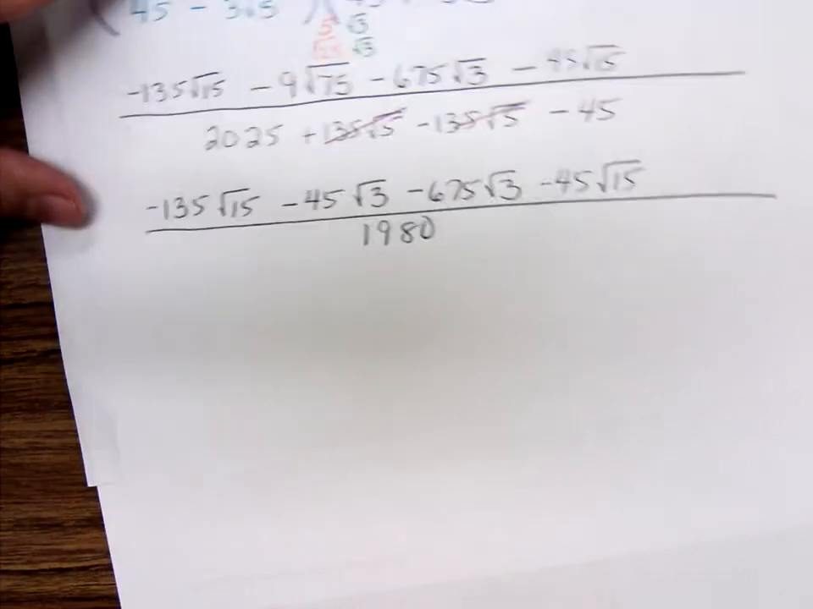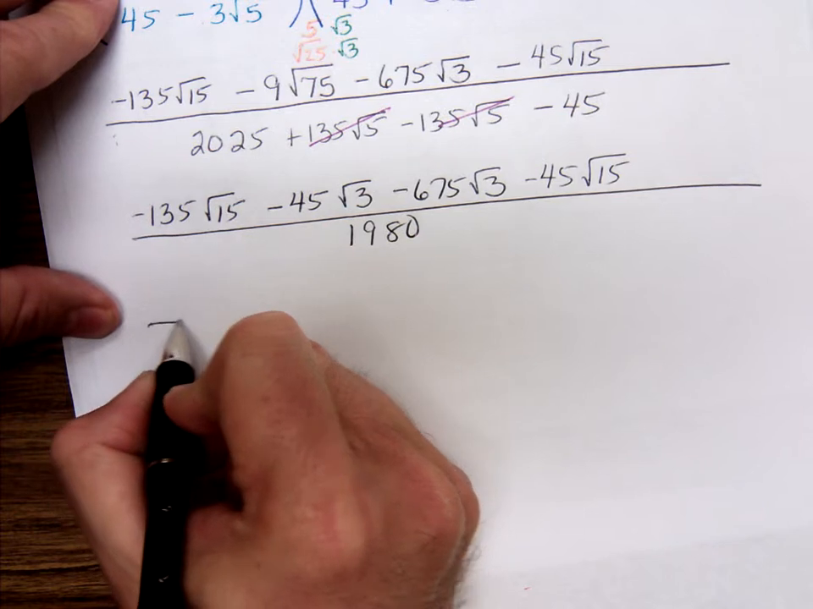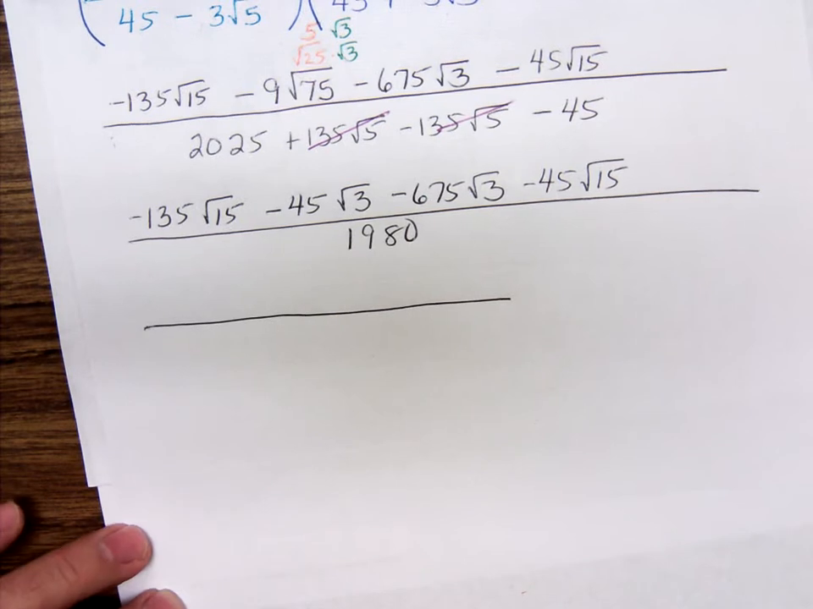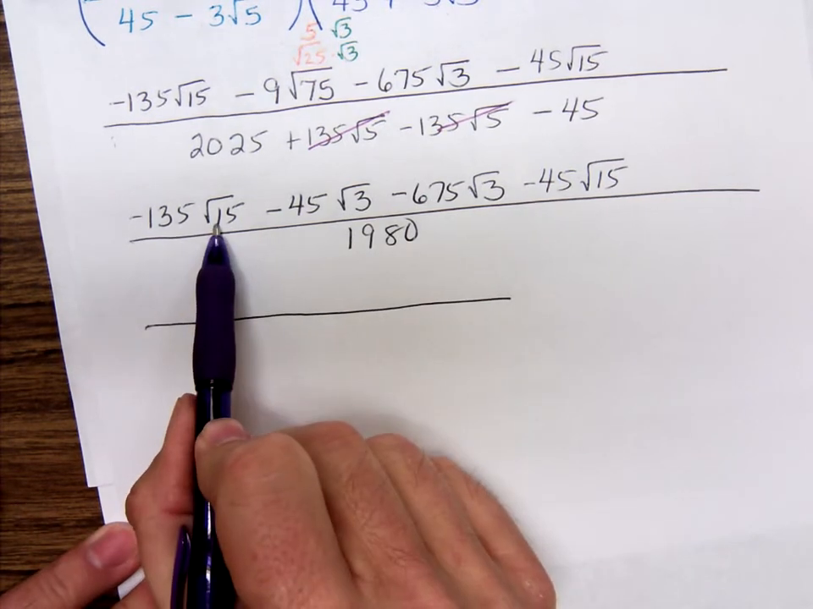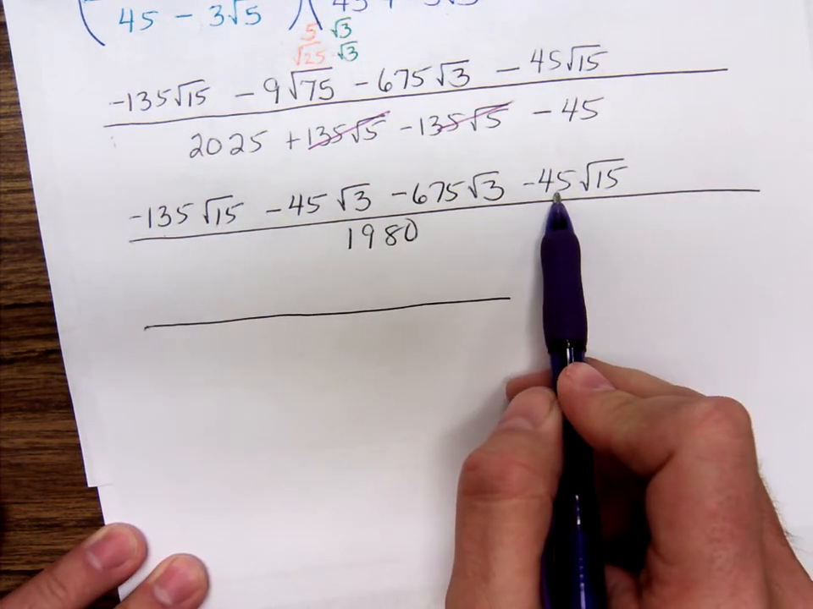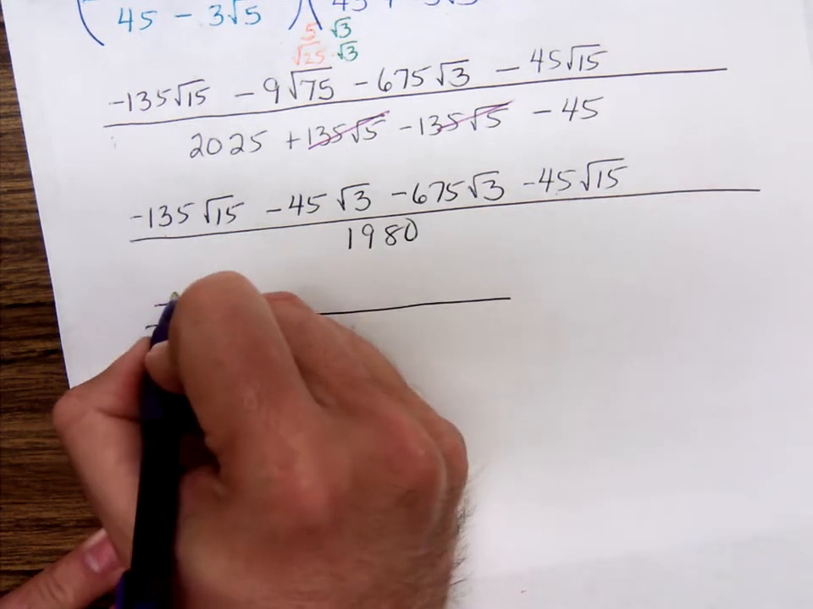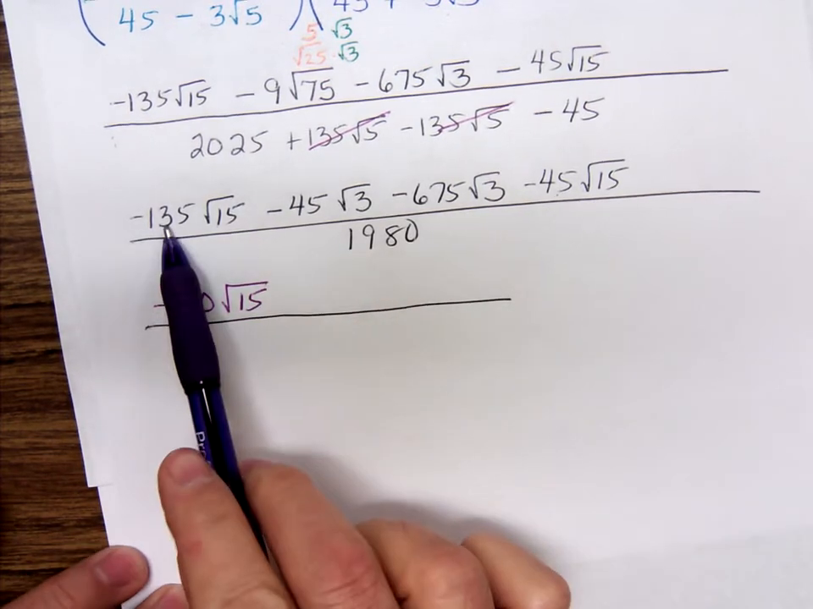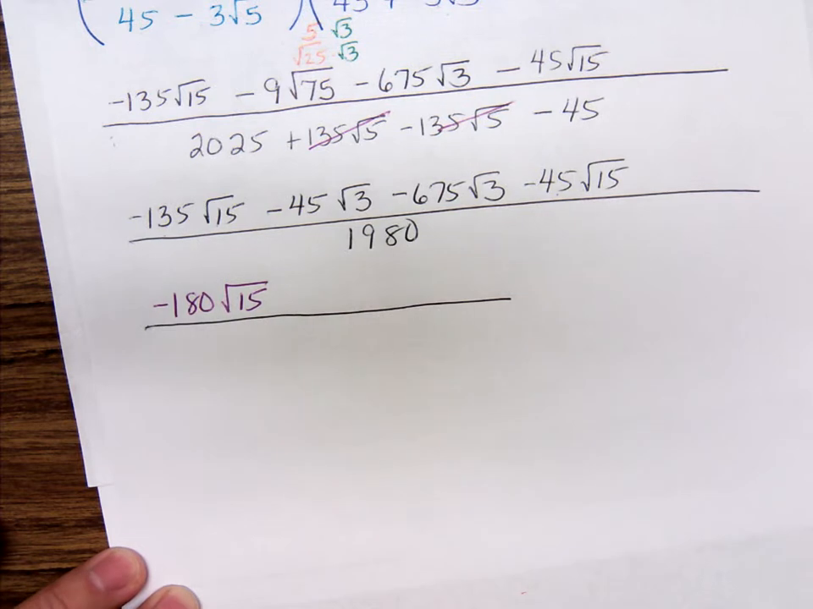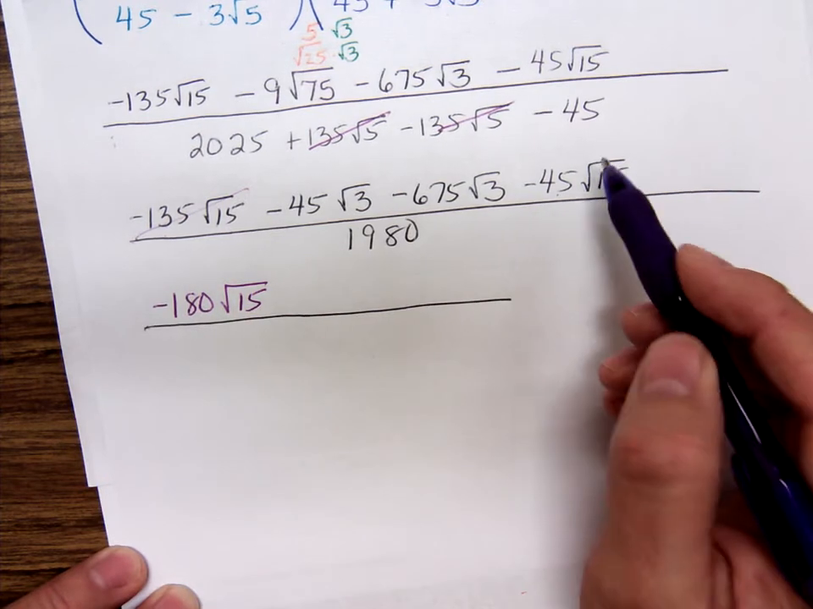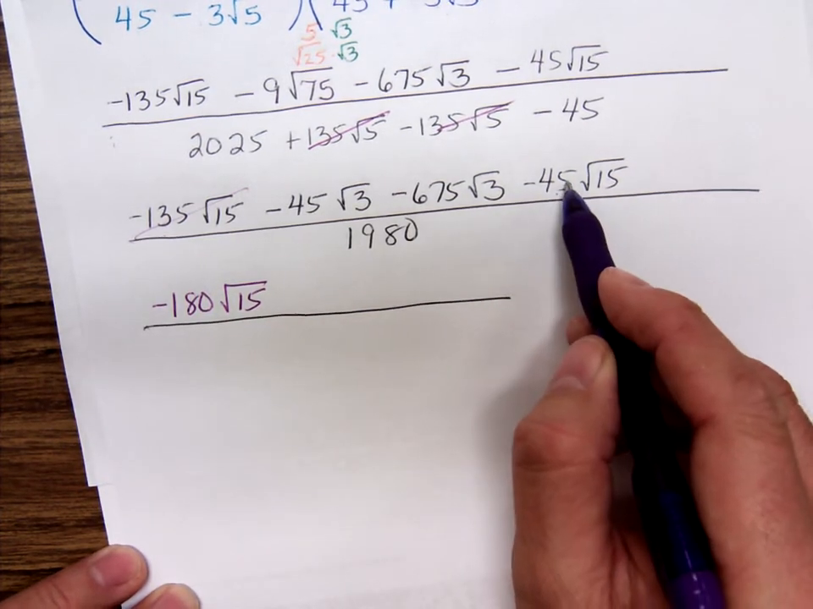Let's see. Now, let's combine the like terms on top. 20 short years, we'll be through with this, don't worry. Let's see, there's a square root of 15 here and here. So negative 135 plus a negative 45. Is that going to be a negative 180 square root of 15? When you're combining square roots, remember, you're just adding the numbers. Don't add the 15s.